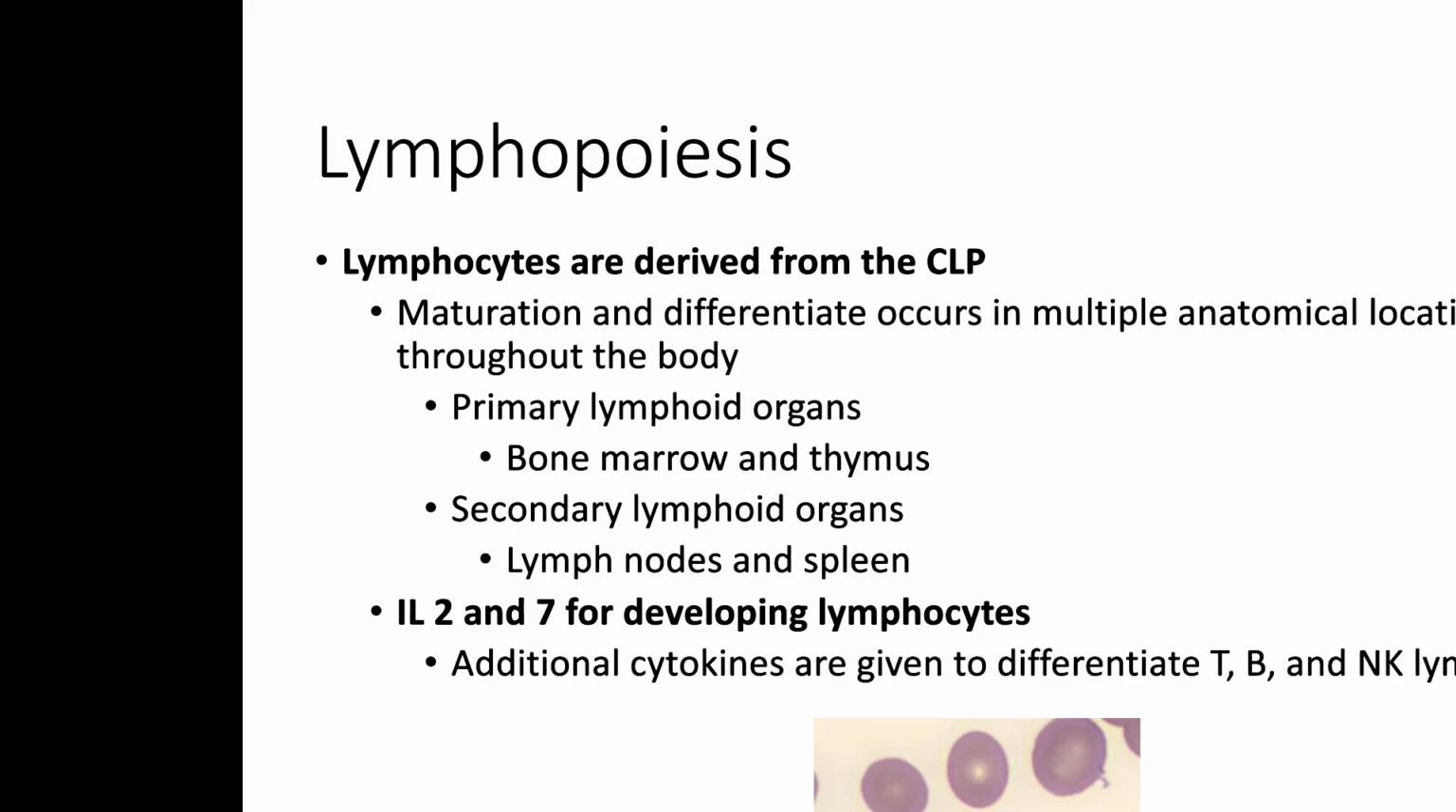Lymphocytes are derived from the CLP, and lymphocytes get to be a little bit special. All the cells that we just talked about develop solely in the bone marrow. But lymphocytes have to go on a journey. They actually have to travel out of your primary lymphoid organs, which are the bone marrow and the thymus, and then develop in the secondary lymphoid organs, which are your lymph nodes and your spleen. Interleukin 2 and interleukin 7 are for developing lymphocytes.